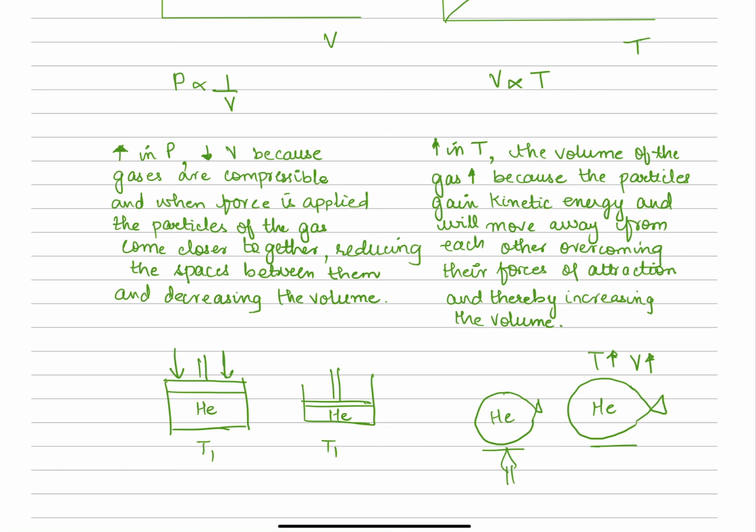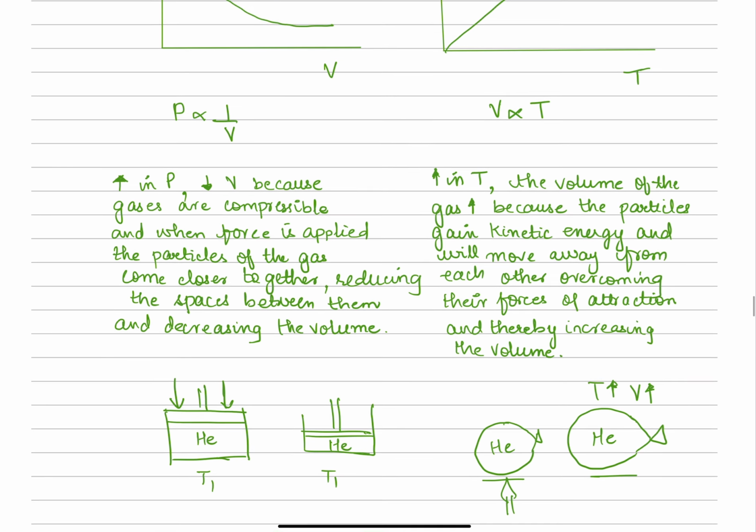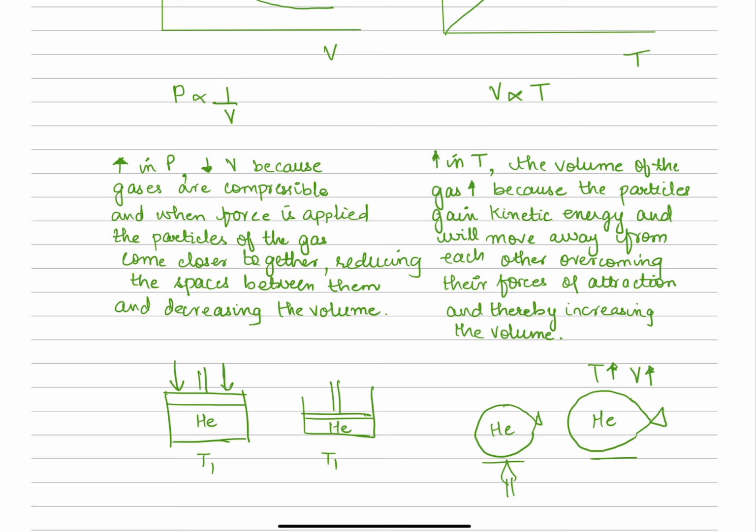So that is the effect of increase in temperature and pressure on the volume of the gas. And of course, why is this happening? Because gases are compressible and gases can also expand. So in this case, increase in temperature is expanding the gas, and in this case, increase in pressure is contracting the gas.